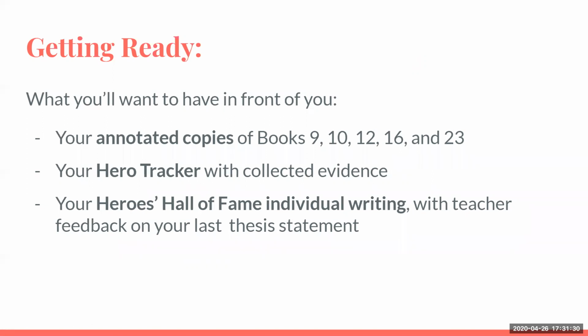So again, we've been asking you to put 1 piece of evidence from each book. You might have 2 from book 9 or 2 from book 10 or 2 from book 23, and that's great, but you should have at least 1 piece of evidence from book 9, 1 from book 10, 1 from book 12, 1 from book 16, and 1 from book 23. In your essay, this is important, you have to refer to at least 3 of the books. So that is like having a different piece of evidence in each body paragraph, okay? That's why we had you do the hero tracker the whole time.